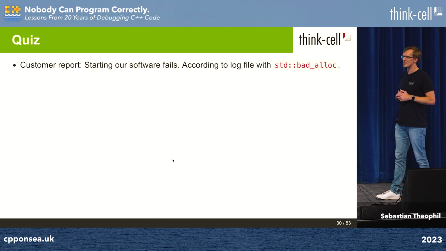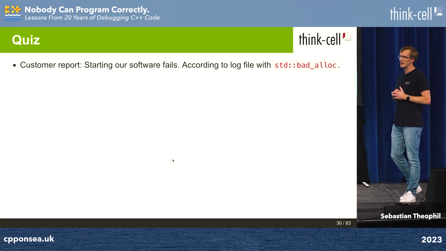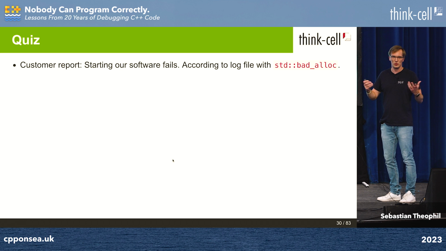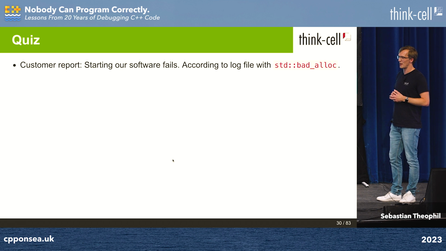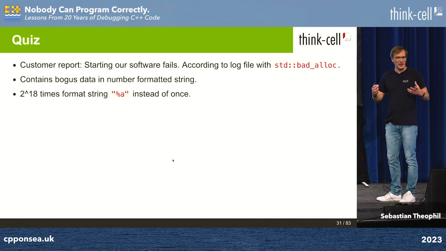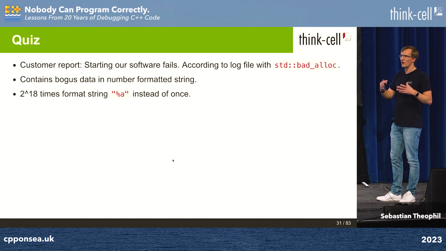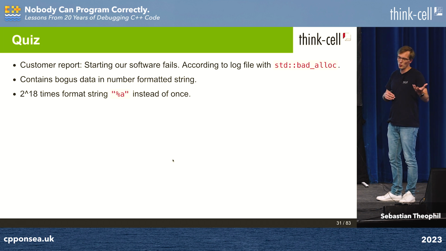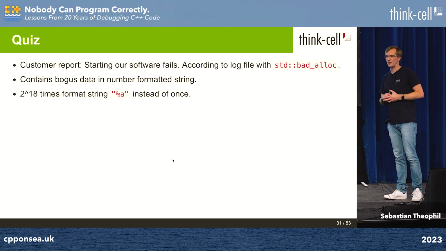We had a customer report who said that starting our software failed, and according to the log files, it threw a bad_alloc exception. Now we could look into our bug reporting database and found out, hey, this actually failed when loading the settings files. So we couldn't reproduce it, of course, but we could get the customer to send the settings files because we knew where the problem was actually occurring. So we could look at those.